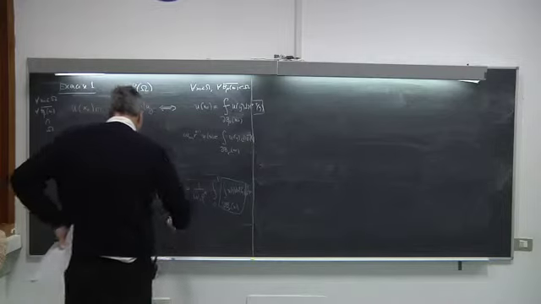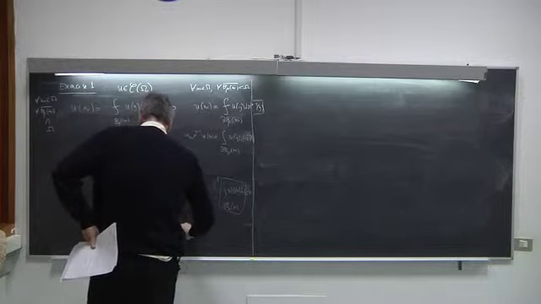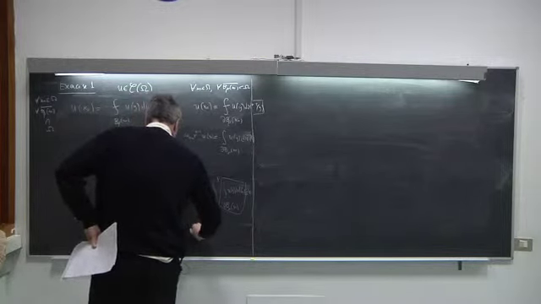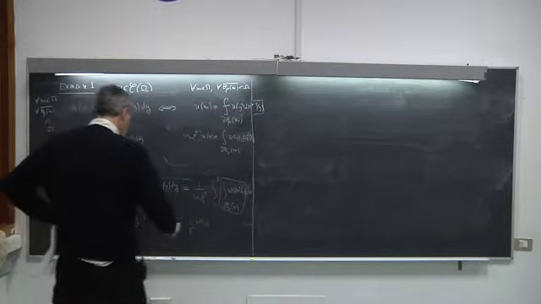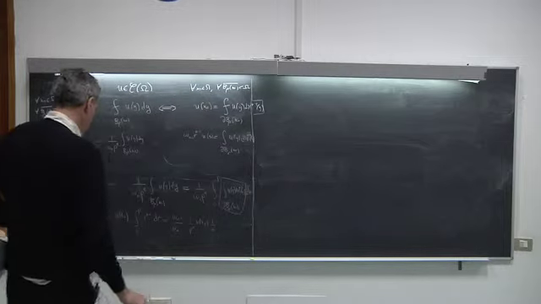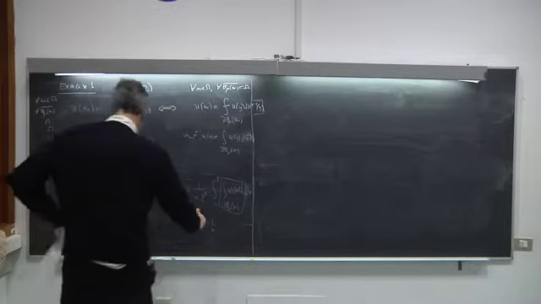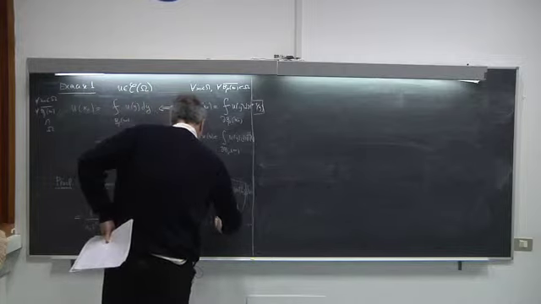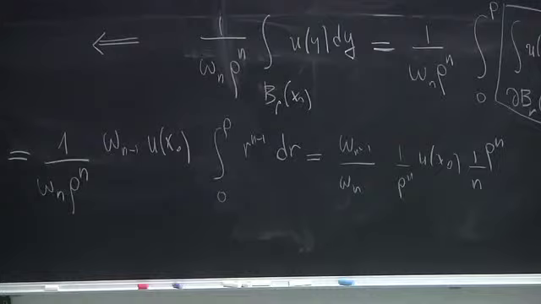So this I can compute. This is equal to omega n minus 1 divided by omega n. Then I have 1 over rho to the n, u of x naught. And then this integral is what? It is 1 over n rho to the n. Okay? Correct?